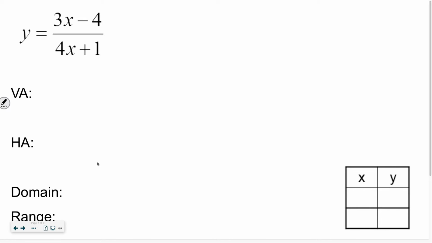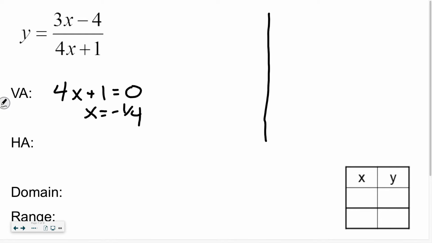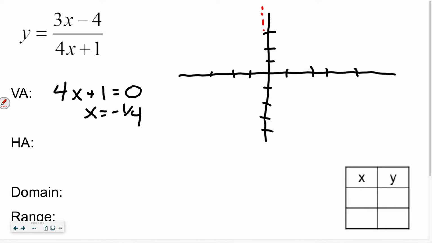Okay, step 1. Set your denominator equal to 0. 4x plus 1 equals 0. X equals -1/4. Is it okay that your asymptote be located at a fraction value? Yes. Sure. So -1/4 just means go left a little bit, right? Don't overthink it.